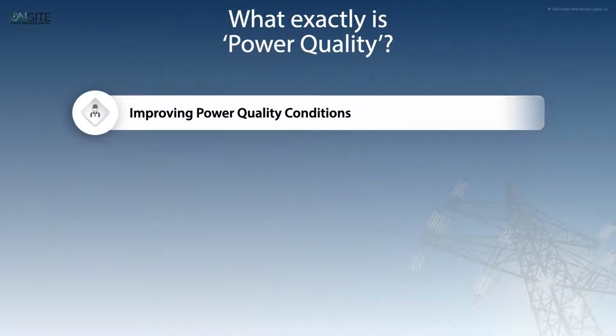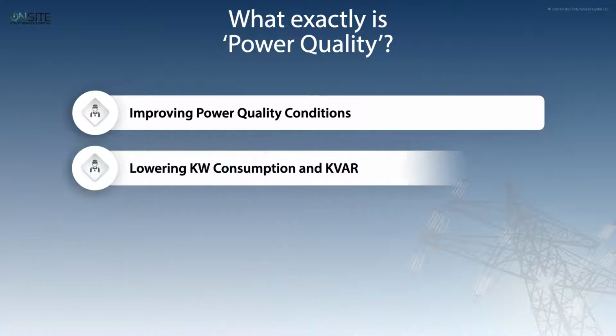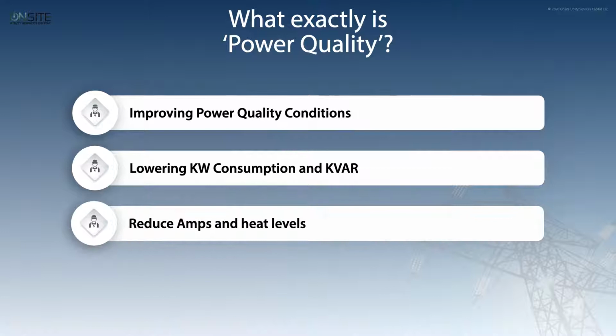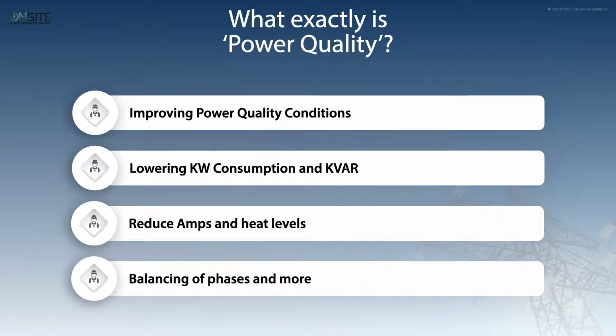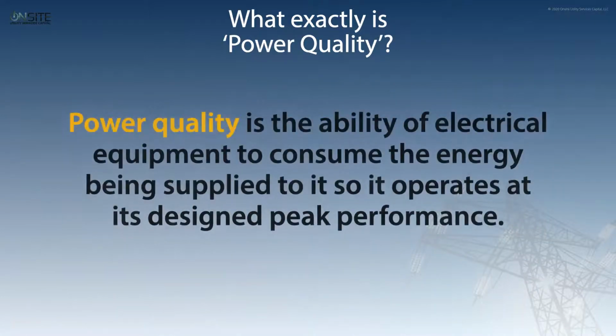Improving power quality conditions benefits include lowering kW and kVAR consumption, reduced amps and heat levels, balancing of phases, and more. You know when you have good power quality when there are no disturbances in your power supply. All the power coming into your building or facility is stable and consistent.